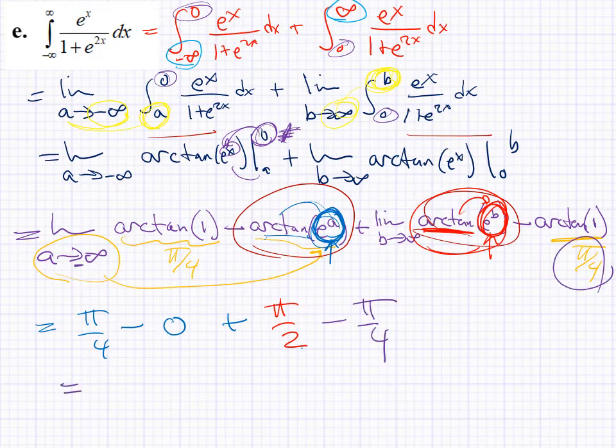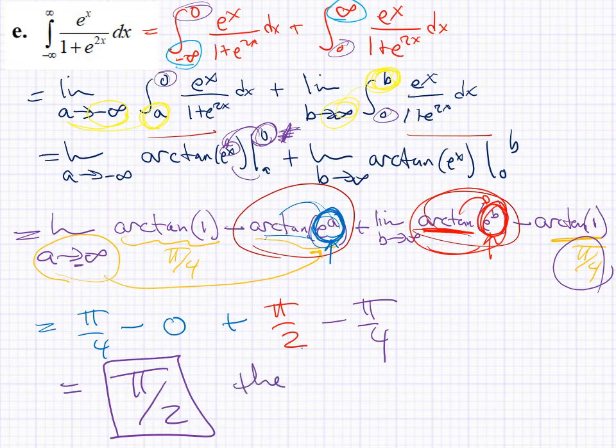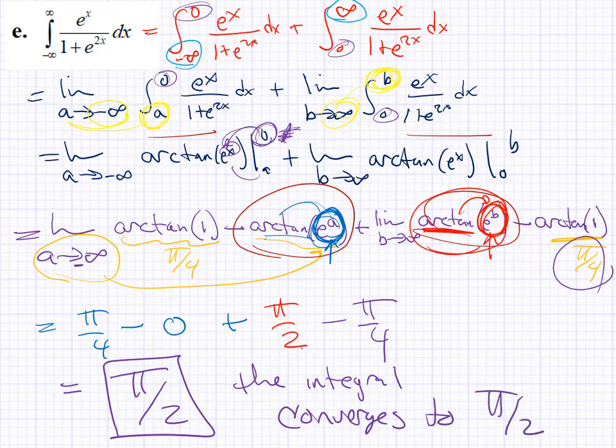So what do we end up with? Pi fourths plus pi halves minus pi fourths, we get pi halves overall. And so the integral converges to pi halves. Now notice, we have two separate integrals here, right? These two separate integrals.